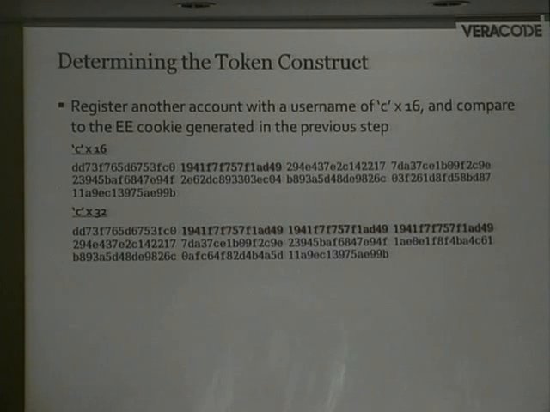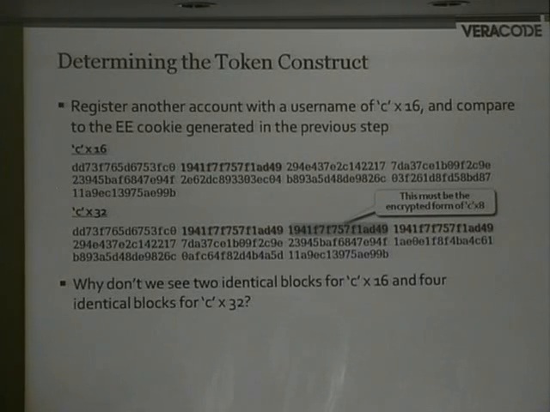So that's what happens when I register those two different usernames. And again, you can see that repeated block. So the theory there is that the block that's highlighted must be the encrypted form of 8 Cs, because we see it appearing in both of these cookies. Well, the question you ask then is, why don't I see 2 of those blocks for the top one? Because it's a 16-byte username, and they're 8-byte blocks. I should see 2 of those. Similarly, for the one that has 32 Cs, I should see 4 of those.